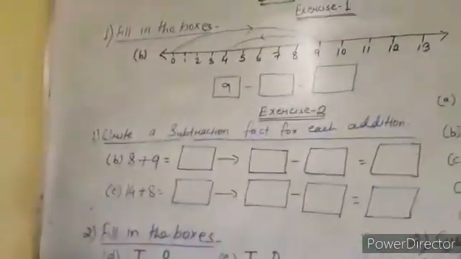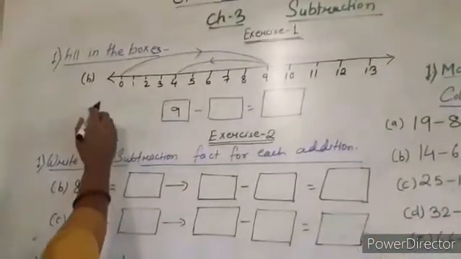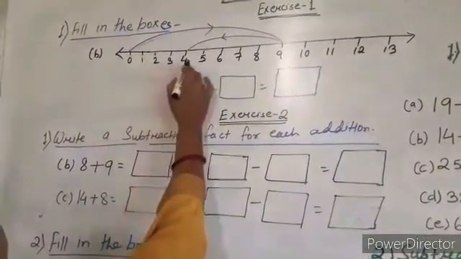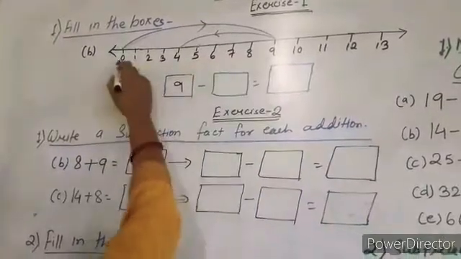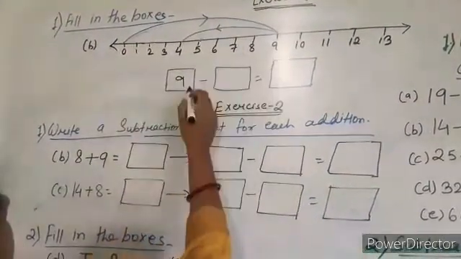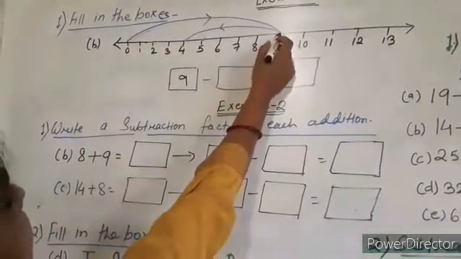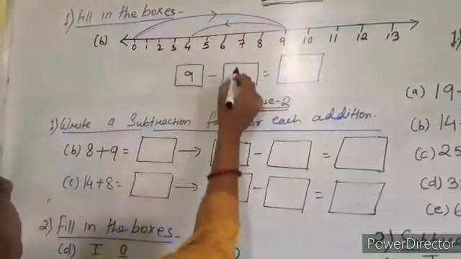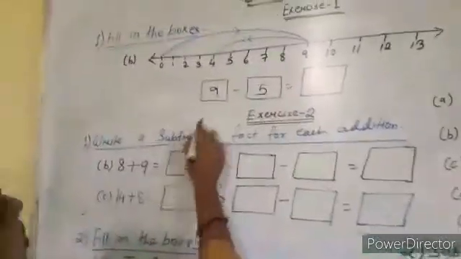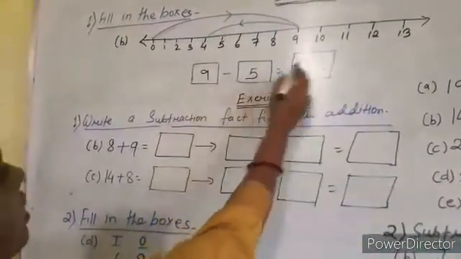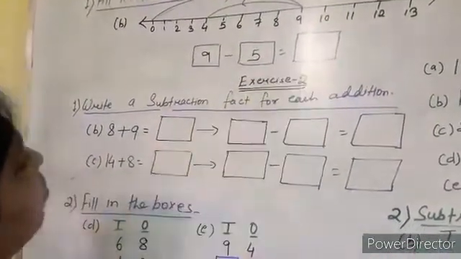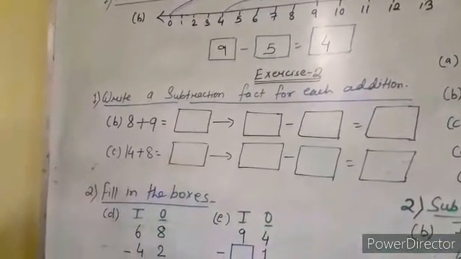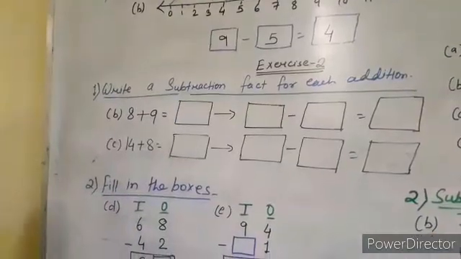Then here see the number line. Here is 0 to 30. Here 1, 2, 3, 4, 5, 6, 7, 8, 9 is 9, and from 9 it will come back 1, 2, 3, 4, 5. Here the number will be 5. Means 9 minus 5, the answer will be 4. Like this way you have to do the subtraction on the number line. The rest two questions you have to do yourself.